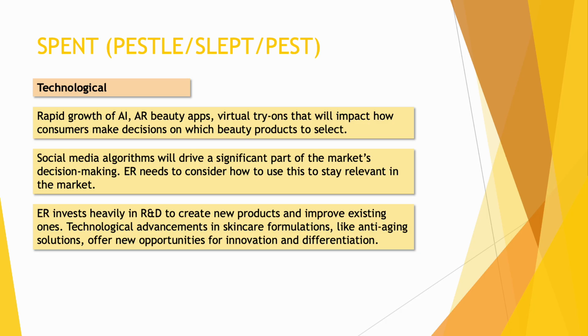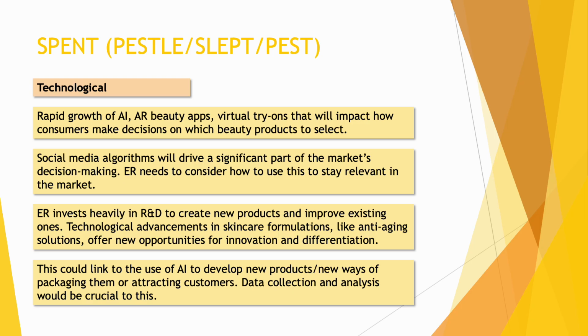Technological advancements in skincare formulations like anti-aging solutions. What else is happening in the industry that we might be able to use for ourselves? And that could potentially link back into AI. AI could be used to help us design and develop new products, new ways of packaging them, and collect extra data and information to help us market to our customers.